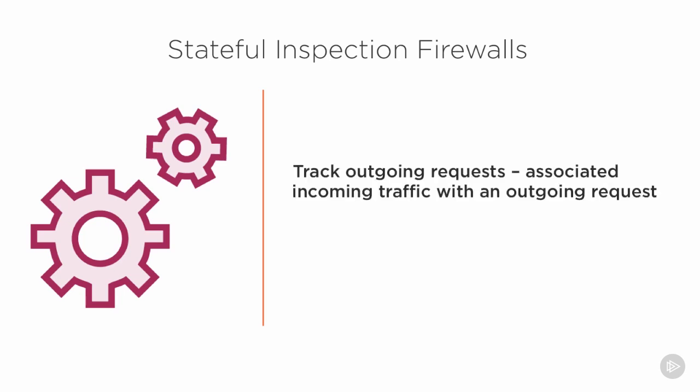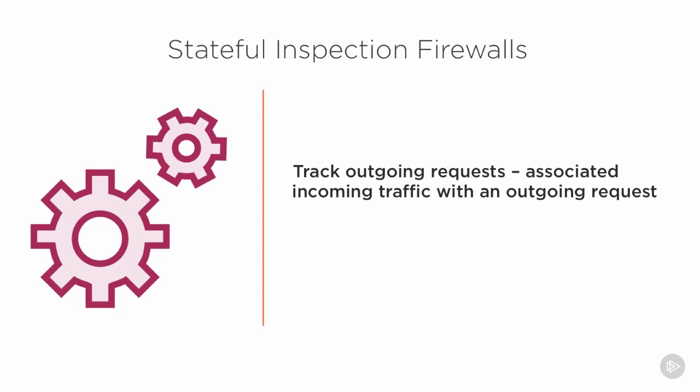And so what a stateful inspection firewall will do is it'll take, for example, a request that went from an internal user out onto the internet and says, I need this information. And the stateful inspection firewall will log that. It'll track that outgoing request. So now when a reply comes back, it checks its log and says, oh, yes, that internal user asked for that information, so therefore that is a legitimate request and will allow it to go through.